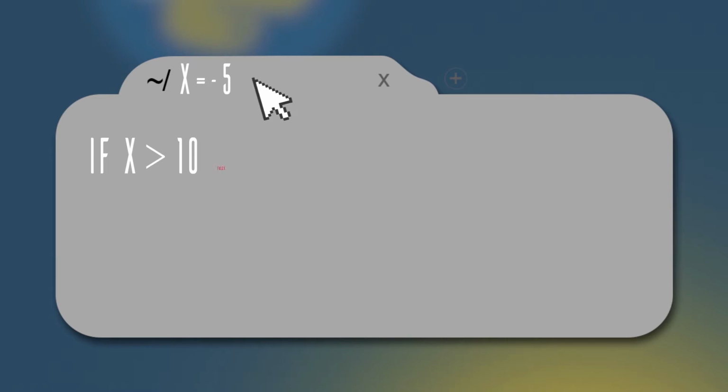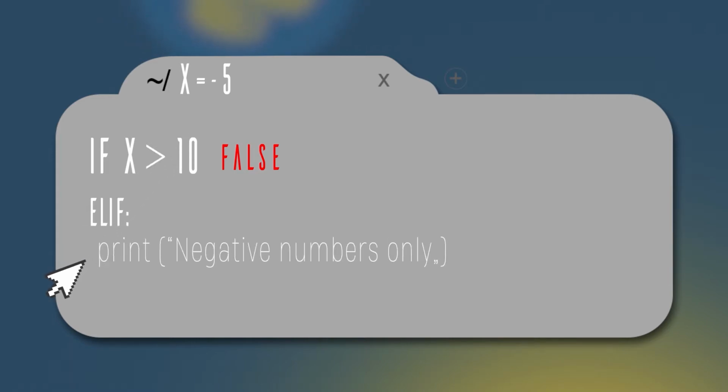The if condition won't be true because -5 is not greater than 10. Then we will skip the if block and go to the elif block. Now we're going to check if this elif condition is true. Since -5 is less than 0, we will print negative numbers only. After that, we won't see the else condition because we already found our right condition.